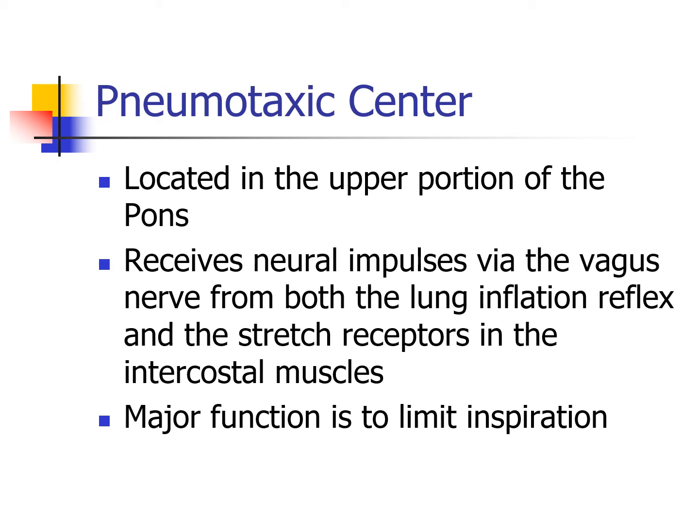The pneumotaxic center, which is located in the superior portion of the pons, gets neural impulses from the vagus nerve, right? So the vagus nerve will tell us about the lung inflation reflex and stretch receptors from the intercostal muscles. So it tells us, have you taken a deep enough breath? And these are sensors, right? The inflation reflex and the stretch receptors in the muscles are saying, you've taken a big enough breath. I don't want you to pop a hole in your lungs. So go ahead and exhale, right?